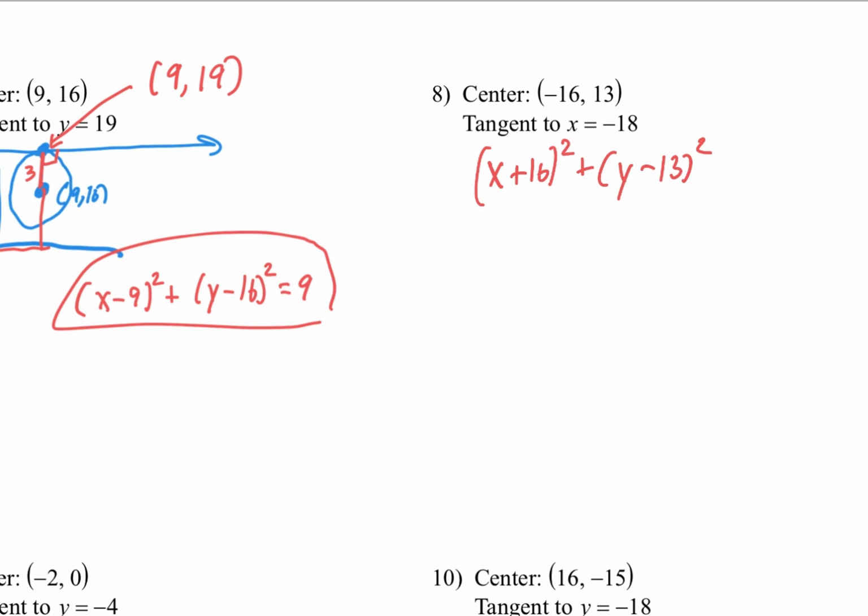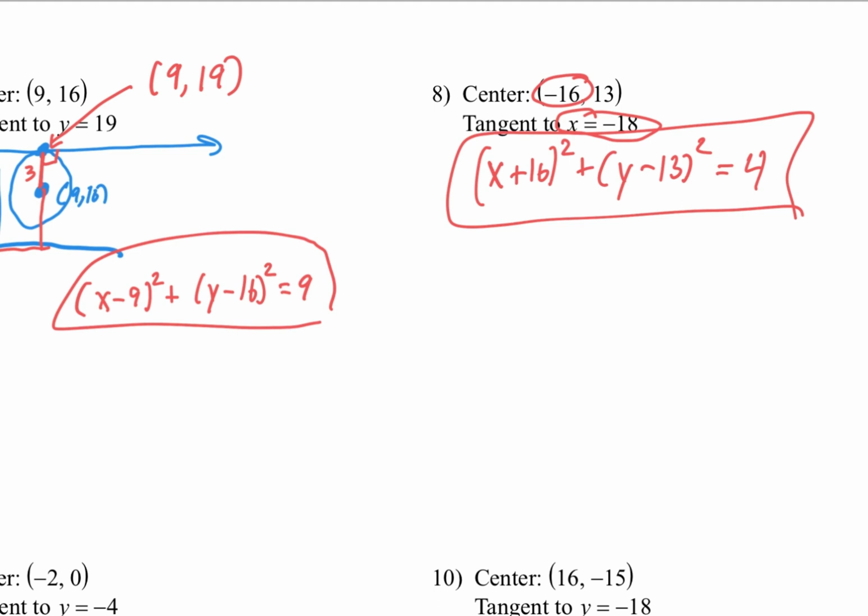What value is changing, the x or the y? By how many? The x value is changing though, right? Because this is x. So x went from negative 16 to negative 18. So how much is it changing by? 2. So it's changing by 2. So what's my radius? 2. The radius of that is 2. So what is this going to equal? 4. That's your answer.